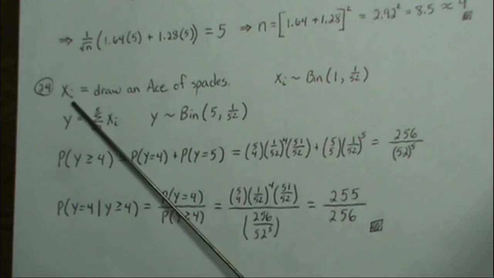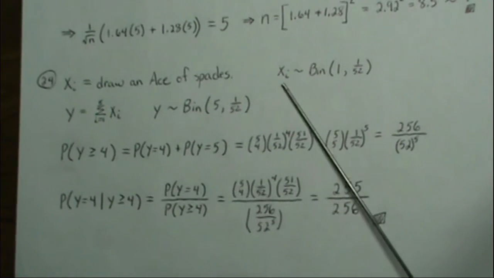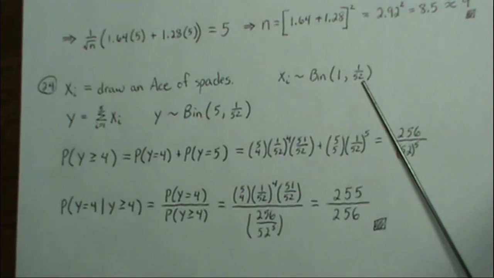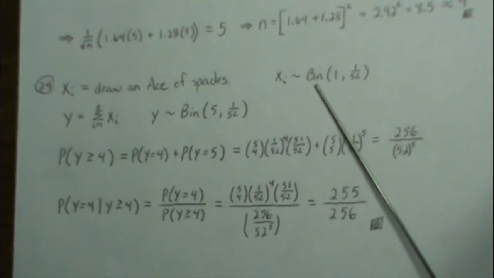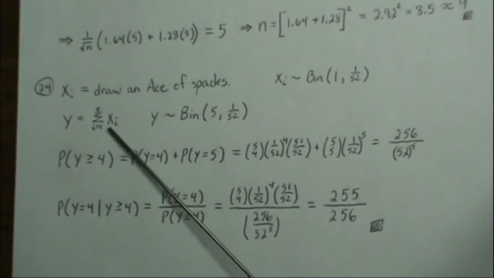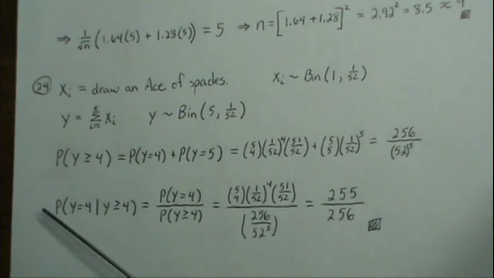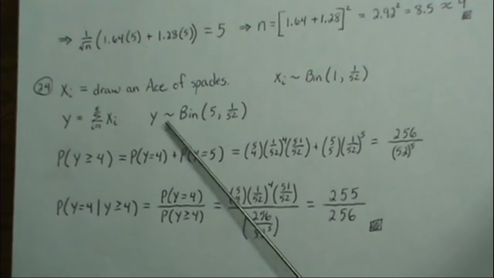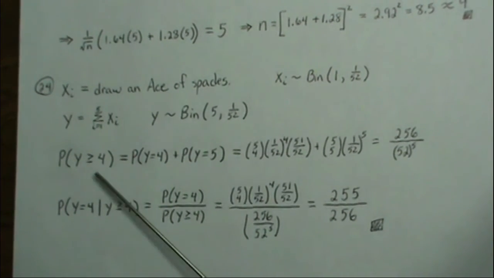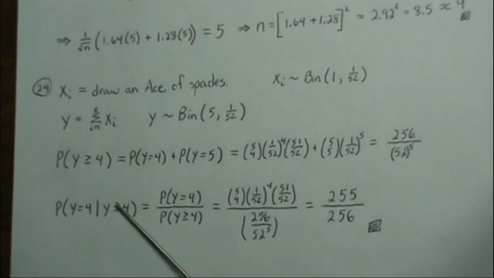So let X_i be the ith draw, where we draw an ace of spades, and that's binomial 1 with a probability parameter of 1 over 52. Someone would just call it Bernoulli, but I always call it binomial. We're interested in the 5 draws, so the sum of these, and we're going to let that be Y, and Y is binomial 5, 1 over 52. So ultimately we're interested in this probability, but we have to calculate this one first.